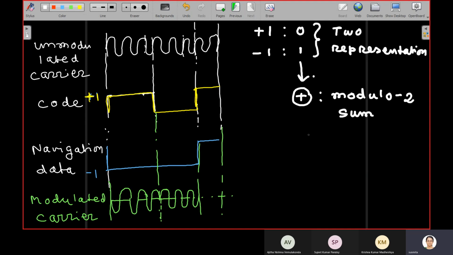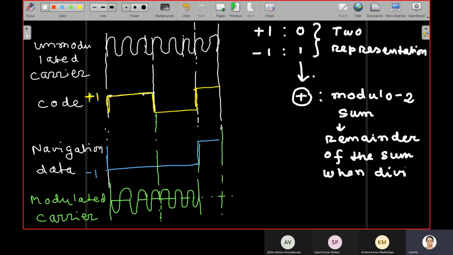What is modulo 2 sum? Basically, modulo means you have to find the remainder. So the remainder of the sum when divided by 2. So you sum the two quantities and then divide the sum by 2. Find the remainder, and that remainder is actually the result. This is what modulo 2 sum is.